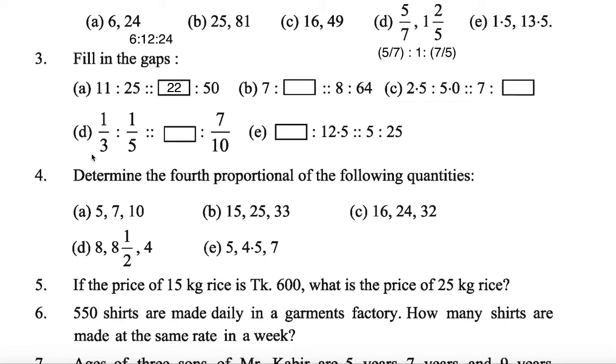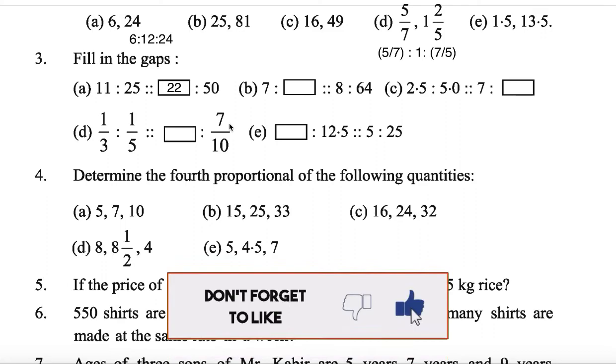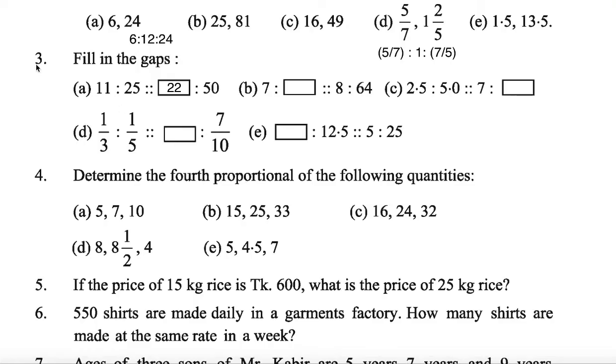Alright. Let me do the D one also. This into this equal to this into this. So what is this? This into this. 7 by 30. So 7 by 6. 7 by 6. Right, that is the answer.